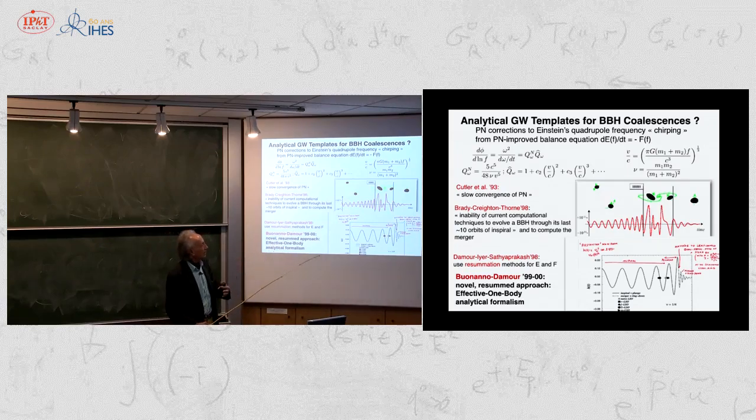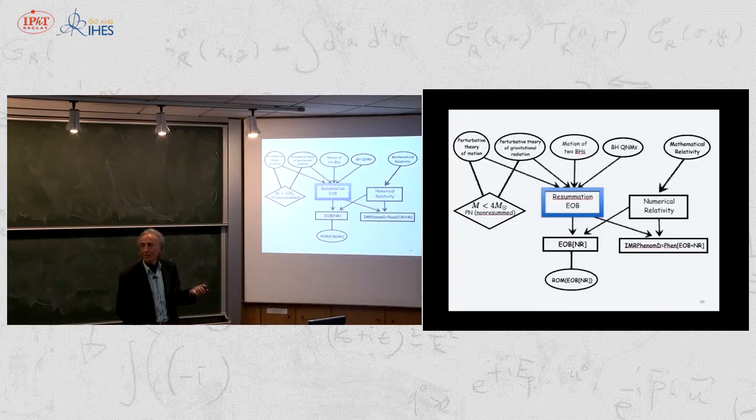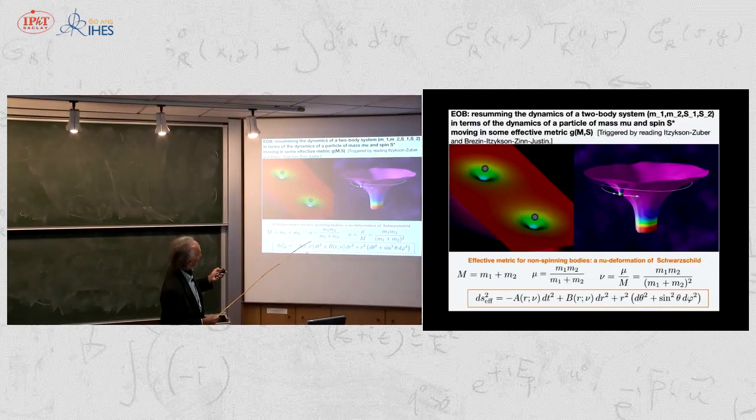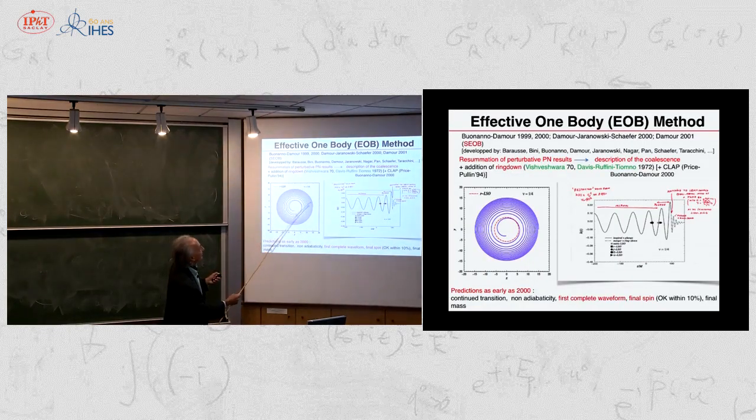In Europe, we were more bold, and we said, no, let's invent a new method which will allow us to compute the last orbits and the merger and the post-merger. And this is what we did with Alessandra Buonanno. We computed the first complete signal by using a resummation of perturbative results. So the main thrust of the lectures will be to explain what this method is. Here I'm just saying that its name is effective one-body method, which incorporated several things.